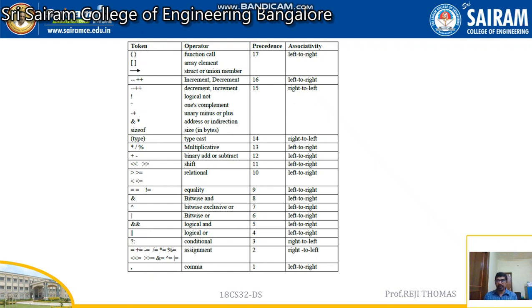And please, I repeat, please take care of the associativity. Few operators have associativity from left to right, and quite a few have associativity from right to left. Let me repeat. Right to left is your decrement, increment, one's complement. Next one is your assignment operator, your conditional operator. Conditional operator also you have studied. So these operators have the associativity from right to left.